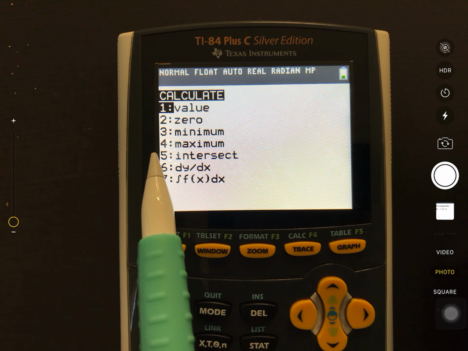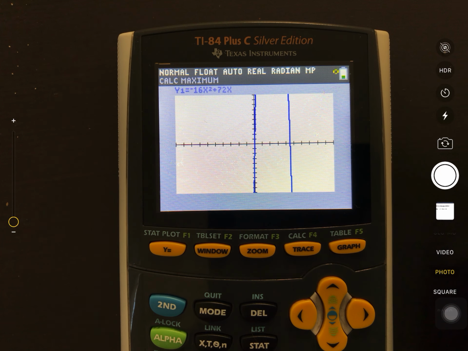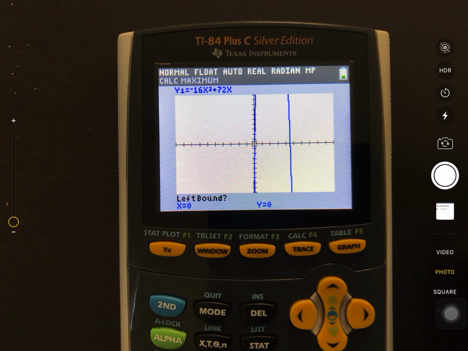So here you're going to type the choice 4 for maximum because you're looking for the maximum height. So you're going to press 4. Okay, and then it's going to ask you for the left bound and then the right bound. When you're asked to find the maximum, you're basically trying to find the maximum of the entire thing. So I like to trap my entire parabola inside of my dotted lines.